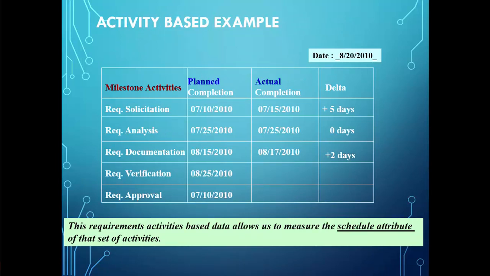This slide shows an example of activity-based collected data. In the data, you can see a comparison between planned completion and actual completion of an activity. The collected data will include the deltas between planned and actual, which allows the project team or the project manager to measure the difference in the schedule and adjust as needed. The activity-based data did not include any information about resources, productivity, and efficiency.